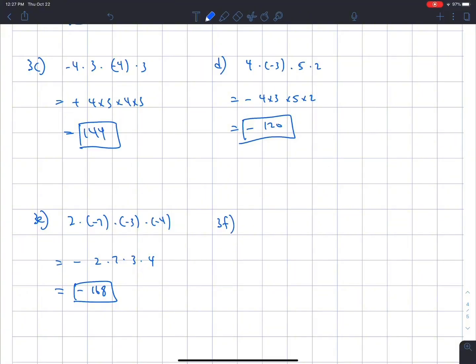3f. Negative 2 times negative 3 times negative 4 times negative 5. We have 4 negatives, so our answer will be positive, and we just multiply all the numbers together. 2 times 3 is 6. 6 times 4 is 24. 24 times 5 is 120.